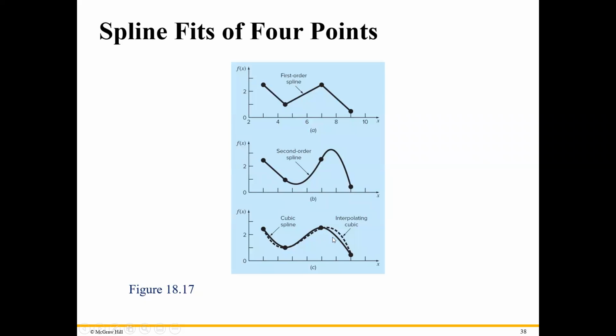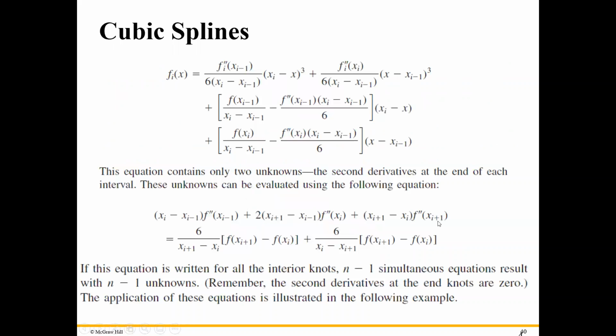So this seems to be a good fit of the data, and we can see it from the interpolating cubic as well. If we find the interpolating cubic over here, and then this cubic spline, the interpolating cubic and the cubic spline seem to fit each other quite well. Therefore, the cubic spline gives us the best fit of the data in this case, and the results are more reliable with the cubic spline.